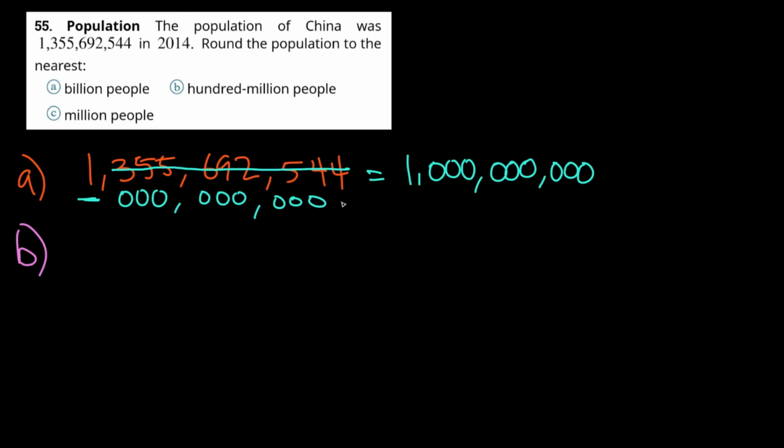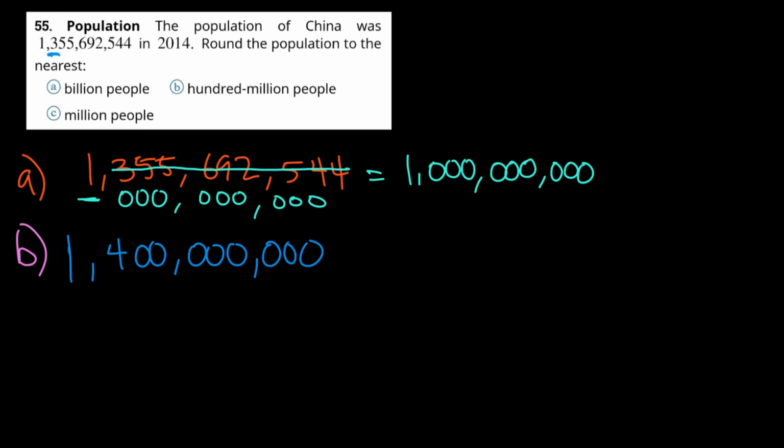For part B, we have nearest 100 million. Let's go ahead and take a look at the number up here in the problem. So the nearest 100 million, that's this number right there in blue. So that's the 100 million. If we look to its right, we have the digit 5, which means we're going to round up. We add 1 to the 3. We have 1,400,000,000. And that's what this number rounded to the nearest 100 million looks like.